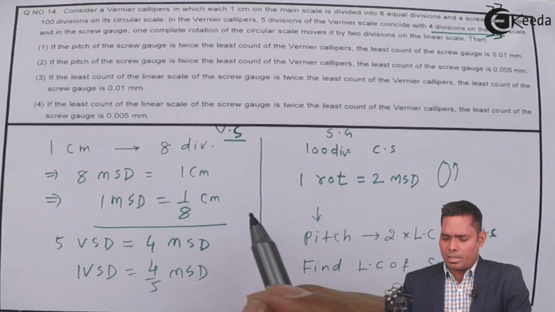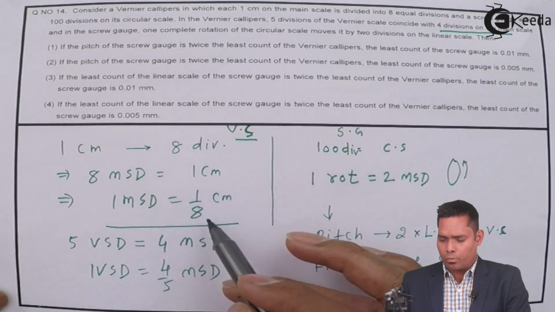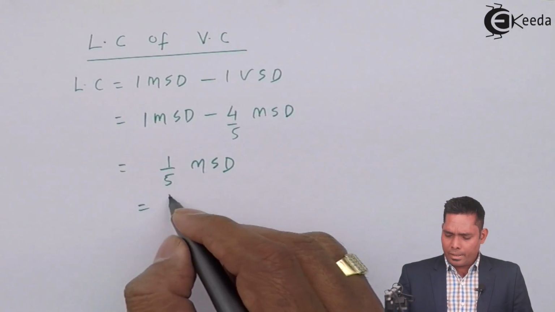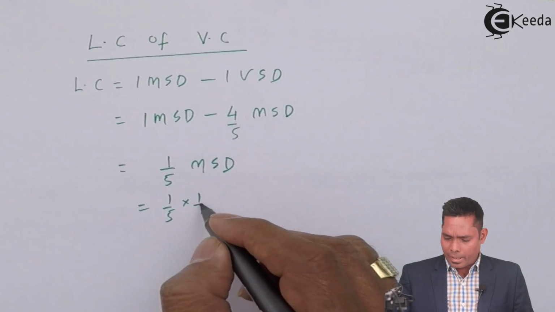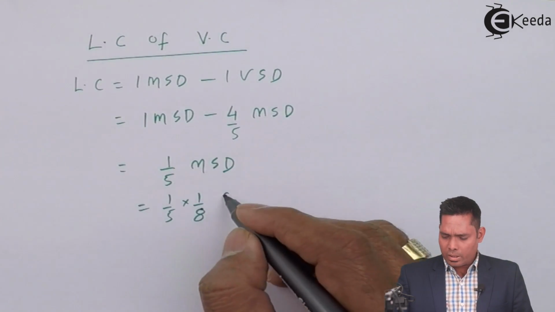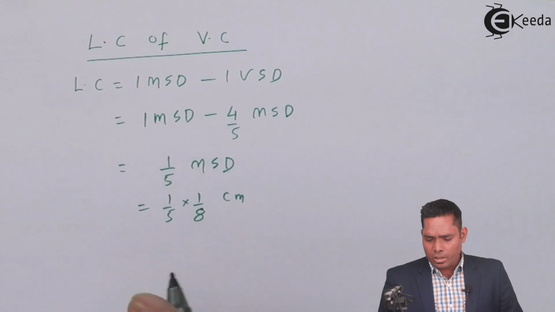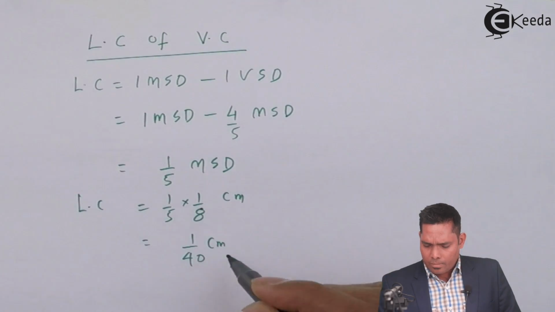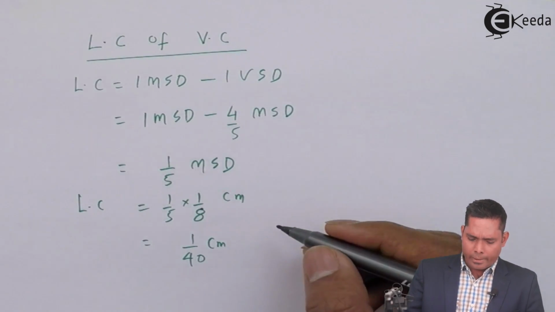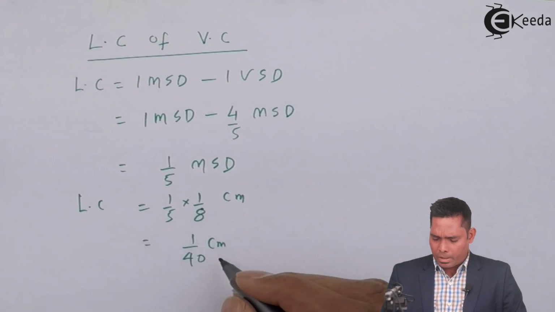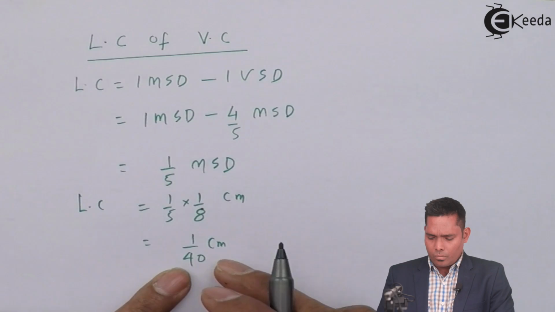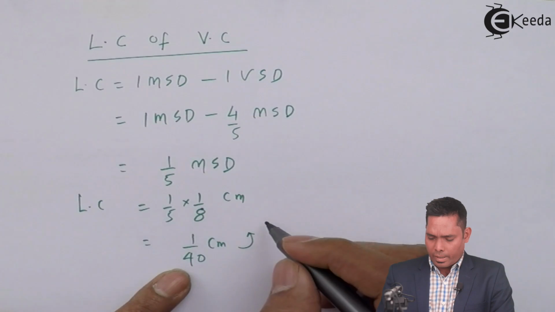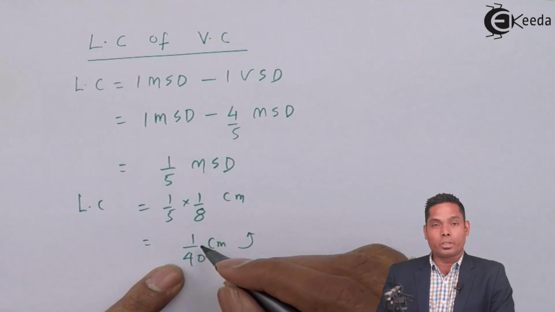And why are we interested in main scale division? Because we know the value of 1 main scale division, which is 1/8 centimeter. So if I multiply by 1/8 centimeter, then this is the least count, and this is 1/40 centimeter. This is the least count, and in decimal you will write this as 1/4 is 0.25.